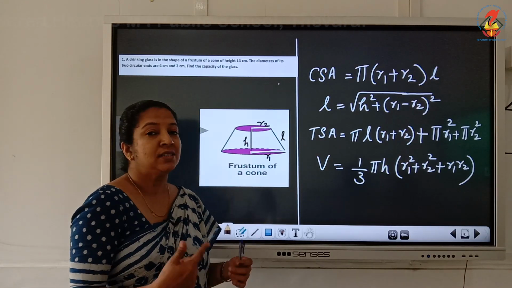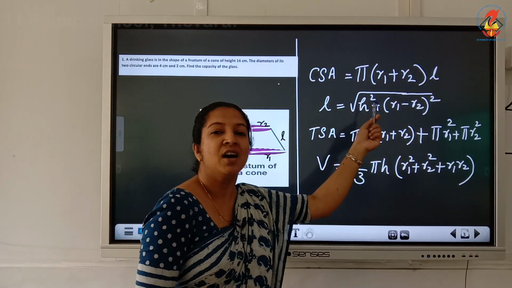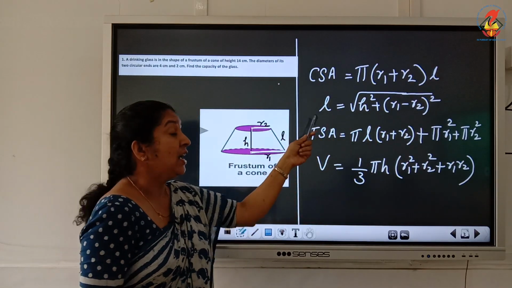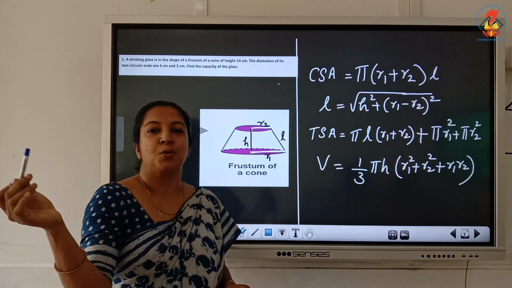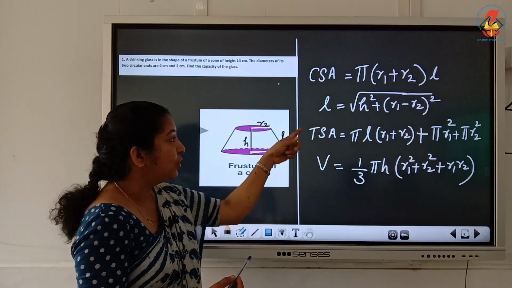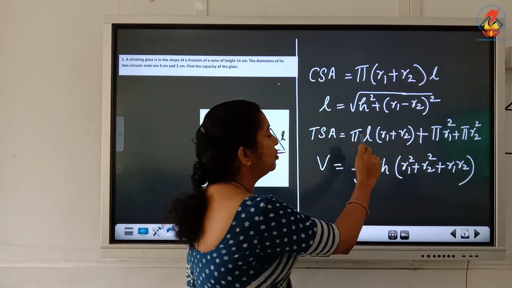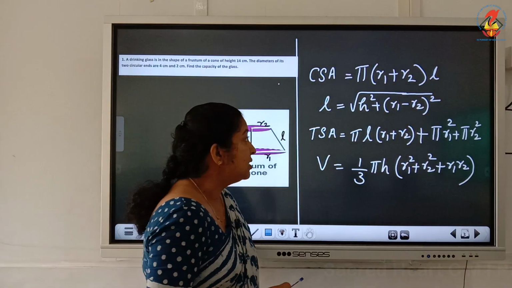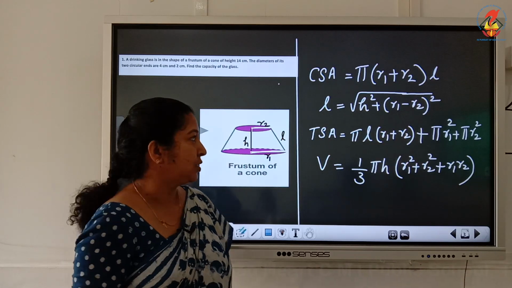What about the cone? CSA is pi R L. Here instead of R we are using R1 plus R2, then L. What is L? For a cone it is root of h square plus r square. Here what we are using? L is equal to root of h square plus R1 minus R2 whole square.